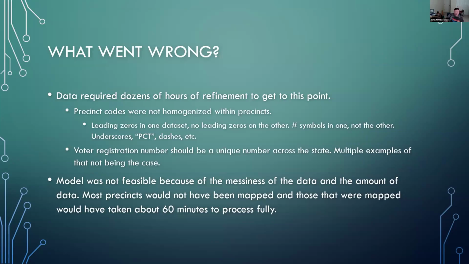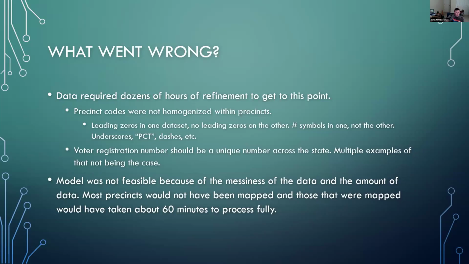Precinct codes were not homogenized within counties. There were leading zeros in one data set, no leading zeros in another. Pound signs in one, not the other. There were underscores in precincts, dashes, etc. And I couldn't just write a script to add leading zeros to everything because there were some that were just one digit. So I couldn't create a solution that would fix it uniformly. And then the issue with the voter registration numbers, it's just silly that that is the case.